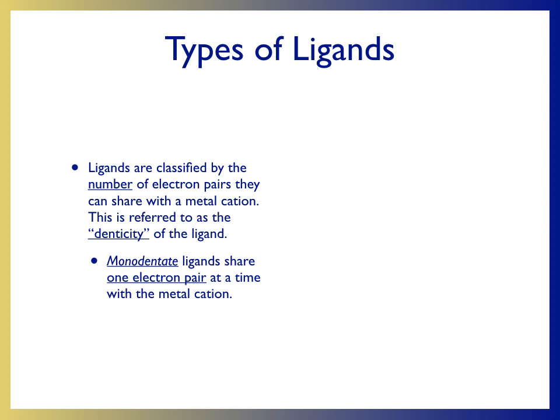Here are some examples of common monodentate ligands. The one we saw on the previous slide, NH3, which is the ammonia molecule, can serve as a monodentate ligand, where the lone pair on the nitrogen is shared with the metal cation. Although we're not going to go through naming for our unit, when ammonia acts as a ligand, we usually call it the ammine ligand. When the chloride ion serves as a ligand, we call it chloro.